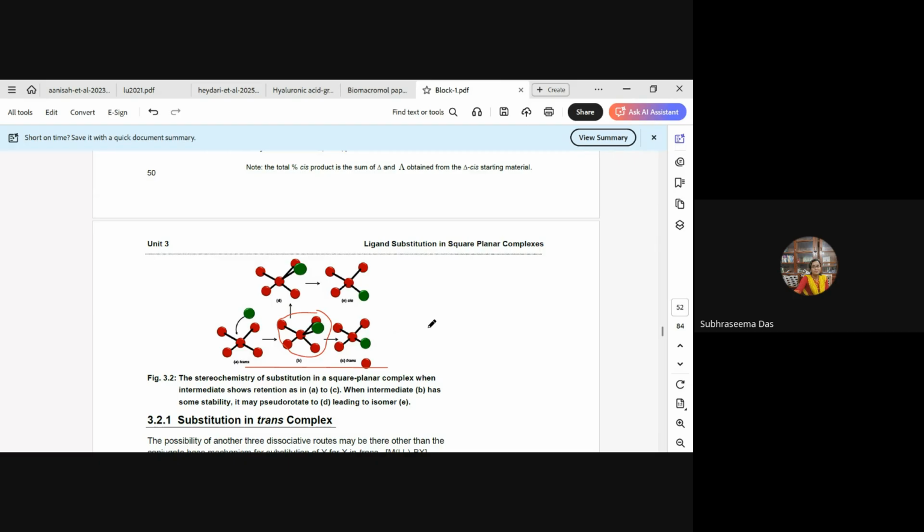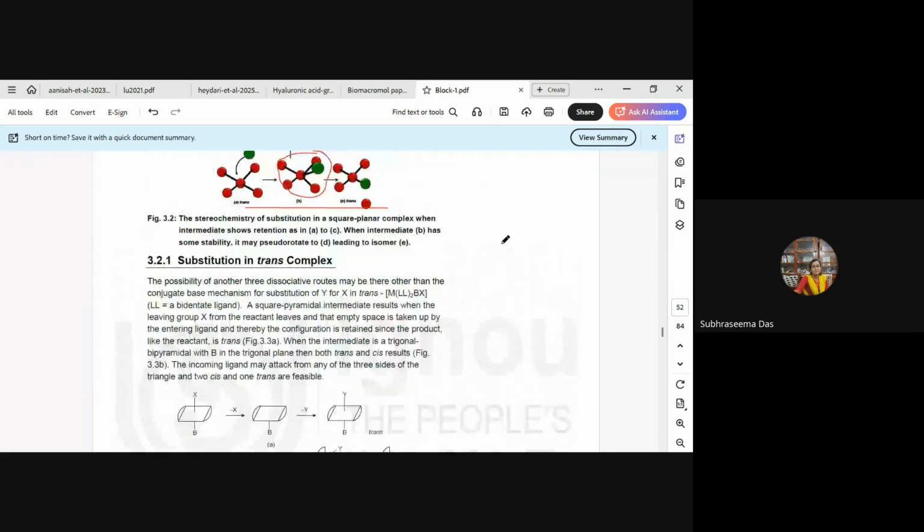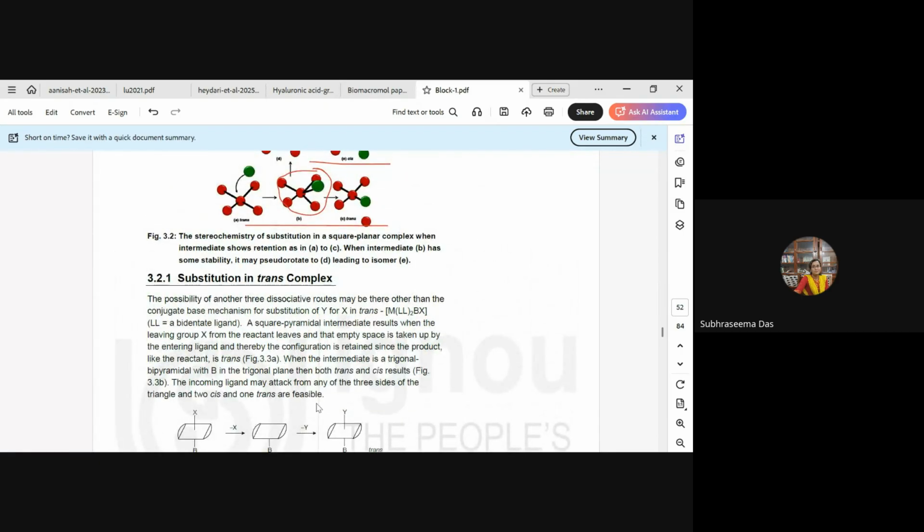But when the intermediate pseudo rotates to D, as shown here, it then inverts its configuration to the cis form. So you see how the stereochemistry of substitution in a square planar complex is highly dependent on the intermediate. This is how the process is carried out. This is the mechanism.